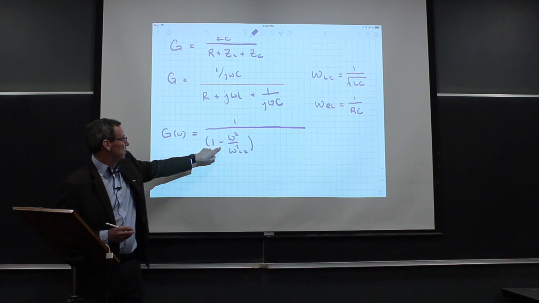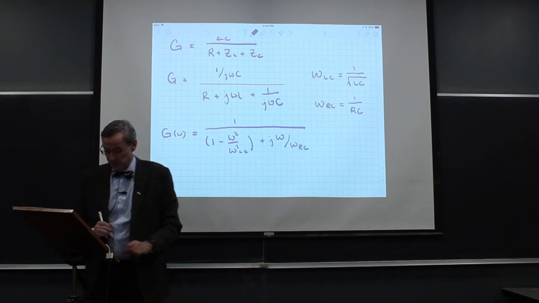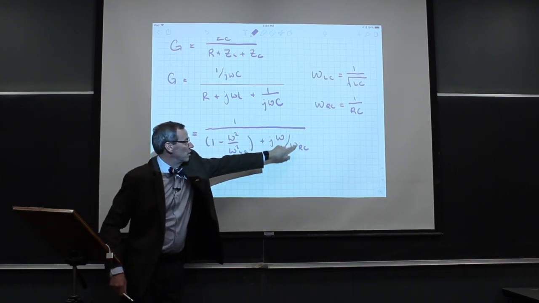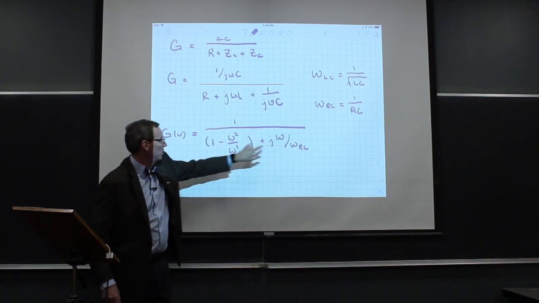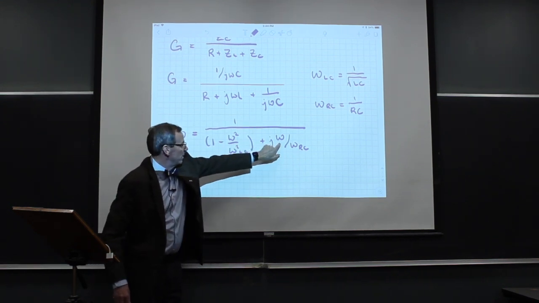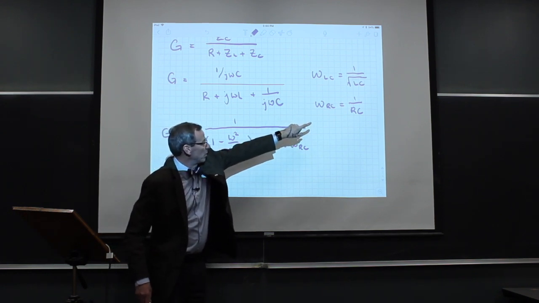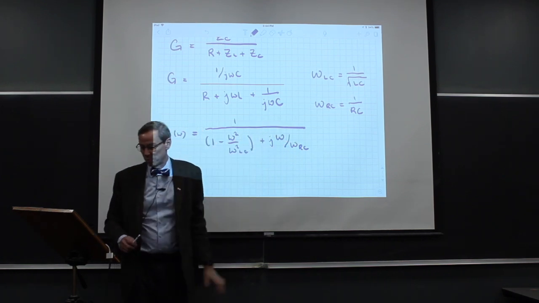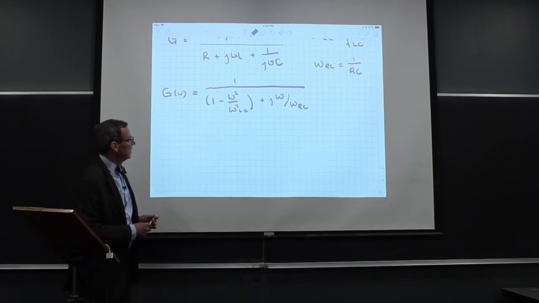So we've got the same piece we had before, but now we have a piece which is j omega over omega RC. Here's the piece we had with no resistor, and omega RC has the resistor in it. Now we have a complex number, a real part and an imaginary part. If the resistance goes to 0, then 1 over RC goes to 0, so this term goes away. We get back to what we had before, so that's good. But we get a slightly different form of the gain there.